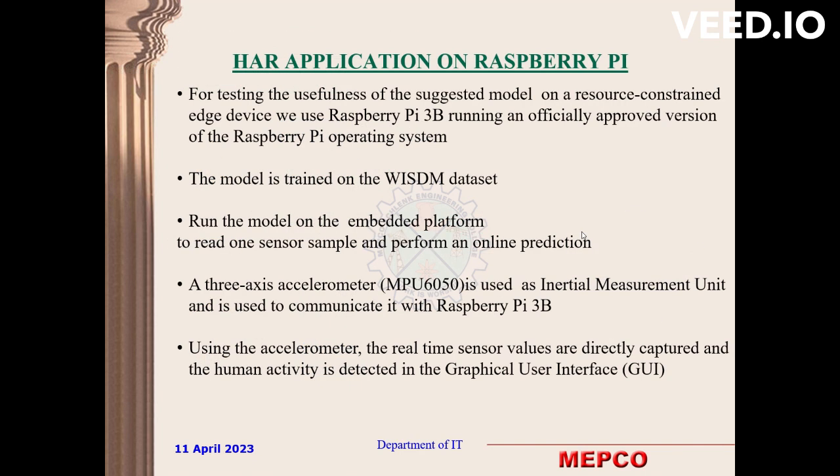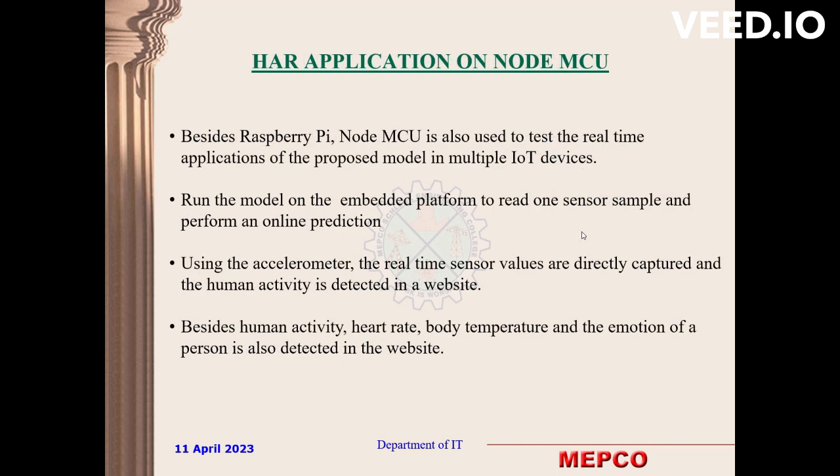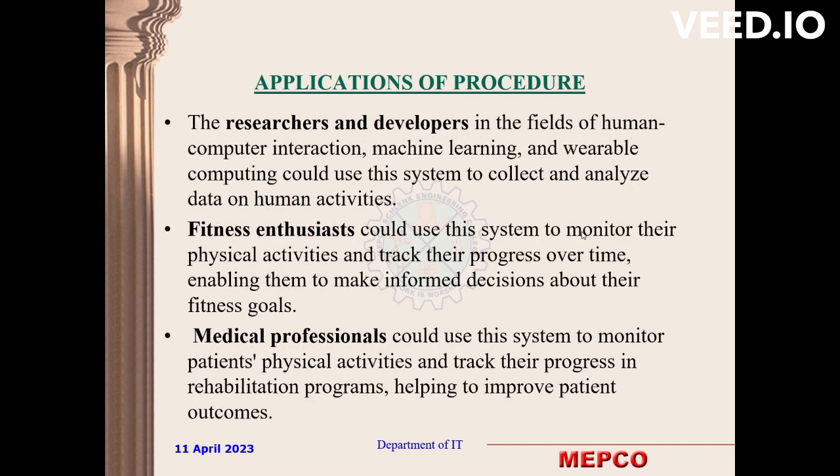In the Raspberry Pi, the sensor is embedded with the Raspberry Pi, and the human activity is shown in the graphical user interface, GUI. In the Node MCU, the human activity, heart rate, and body temperature are measured using a heart pulse sensor and an MPU6050-based accelerometer sensor respectively. Applications are used by researchers and developers, by fitness enthusiasts to monitor physical activity and track their progress, and by medical professionals to monitor patients' activities and in rehabilitation programs.